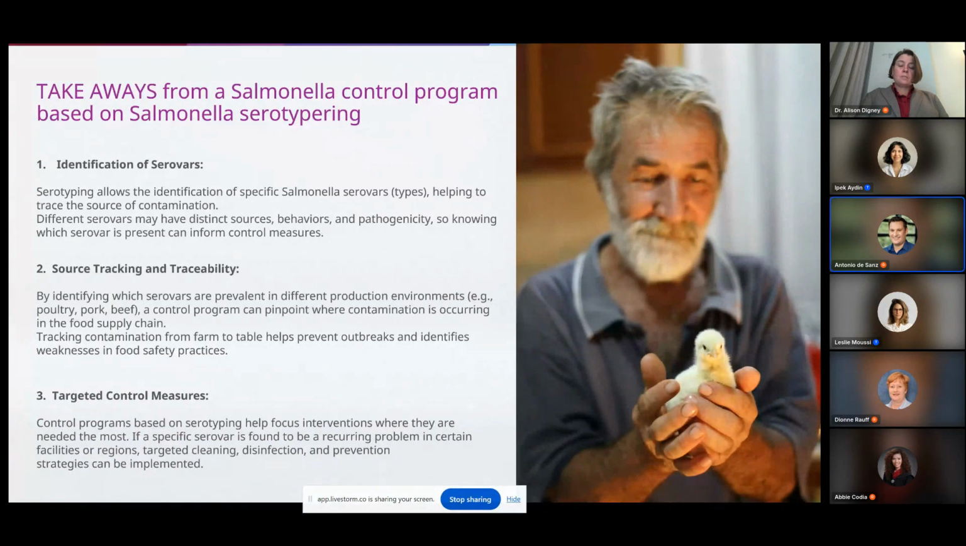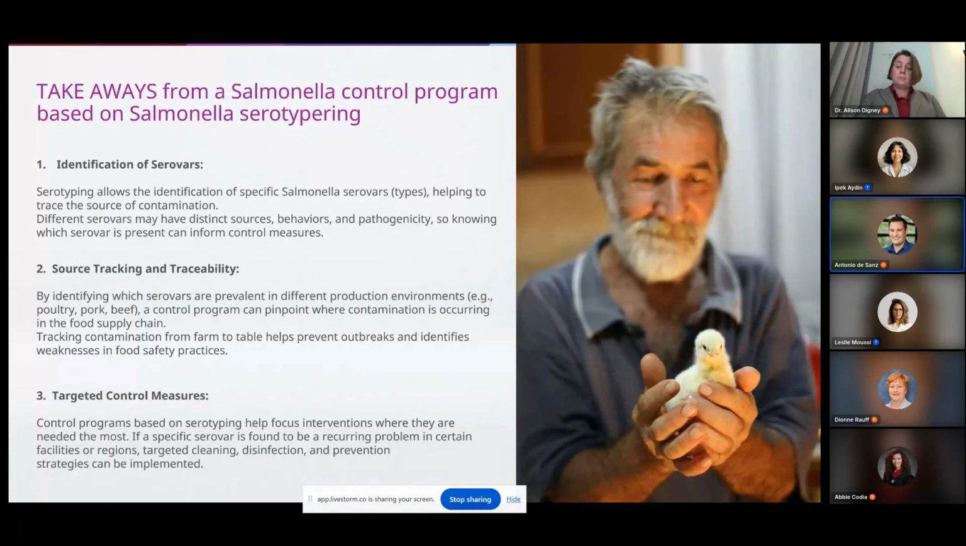Source tracking and traceability is very important. It's also a takeaway, because it identifies which serovars are prevalent, and whether you have a house Salmonella. If you find the same Salmonella now and again in 6 months, it means that you have a house Salmonella present in your production, meaning that you have to take different actions. It makes it difficult to understand why you have a house Salmonella. So tracking the contamination is also very important to pinpoint when it's occurring.